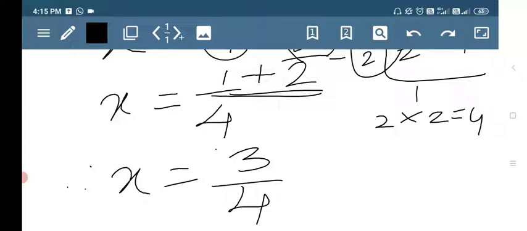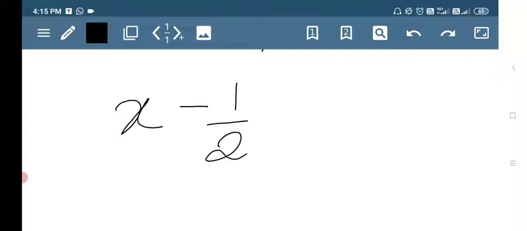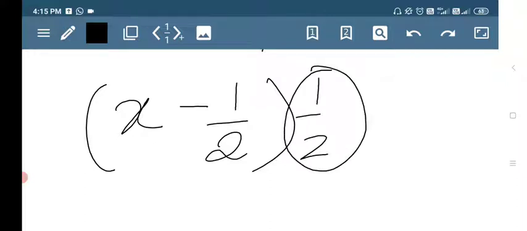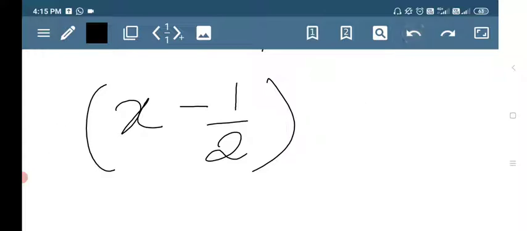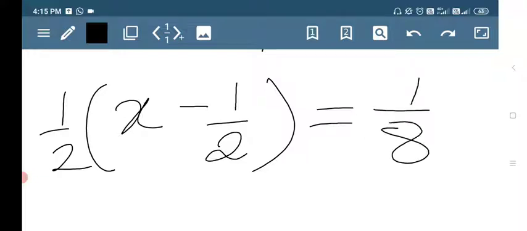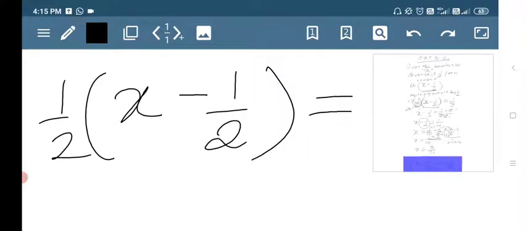Okay. I will repeat once again. Listen. If you subtract 1 by 2 from a number, let the number be x, and 1 by 2 is subtracted, and multiply the result by 1 by 2. You can write this 1 by 2 here or here, both are the same. You get 1 by 8.